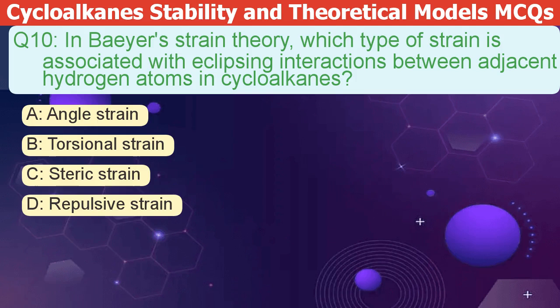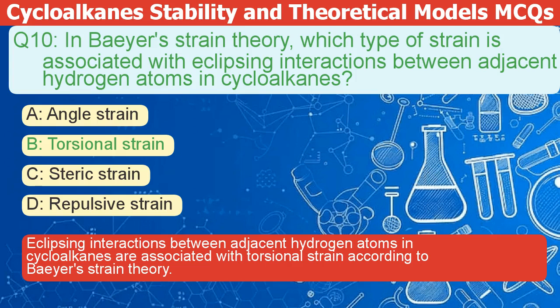size. In Baeyer's strain theory, what type of strain is associated with eclipsing interactions between adjacent hydrogen atoms in cycloalkanes? A. Angle strain. B. Torsional strain. C. Steric strain. D. Repulsive strain. The correct answer is B. Eclipsing interactions between adjacent hydrogen atoms in cycloalkanes are associated with torsional strain, according to Baeyer's strain theory.